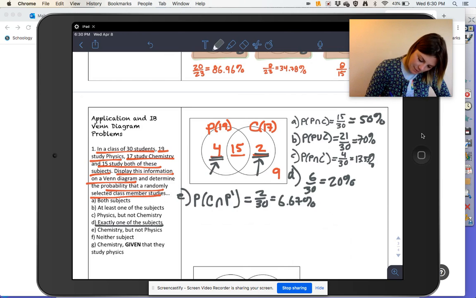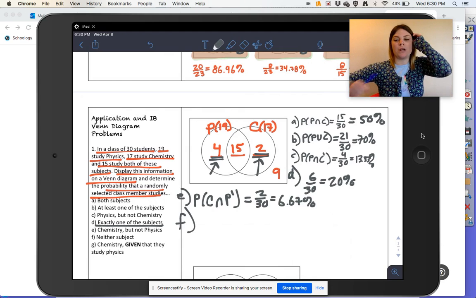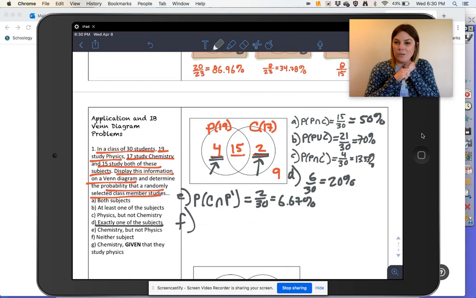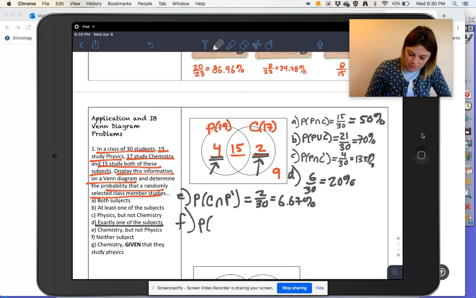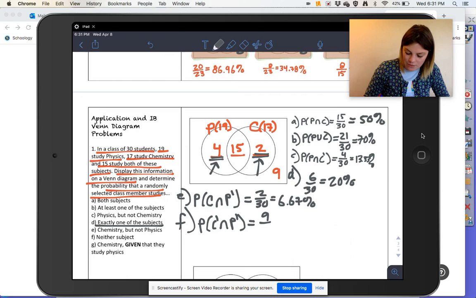Okay. We got F, neither subject. So that means those people who are outside of the circles, people who are not in chemistry and not in physics. This one's kind of a weird one, but maybe you remember it from the examples we did above, where it's the probability of not chemistry, and also they can't be in physics. So the inner overlap of not chemistry and not physics would be 9 out of 30.